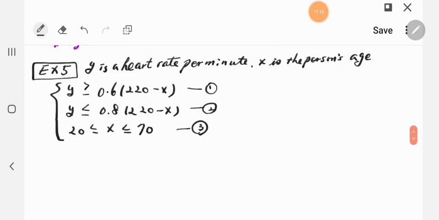Okay, exercise 5 has given us a system of inequalities, and this is related to heart rate. y represents the heart rate per minute, and x is the person's age. The person's age is given from 20 to 70, so the domain is given. So why don't we use a graph starting from 0? x represents the age, and y represents the heart rate. Let's say this is 20, and this is 70.